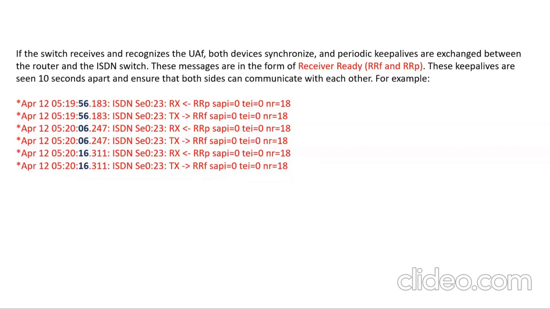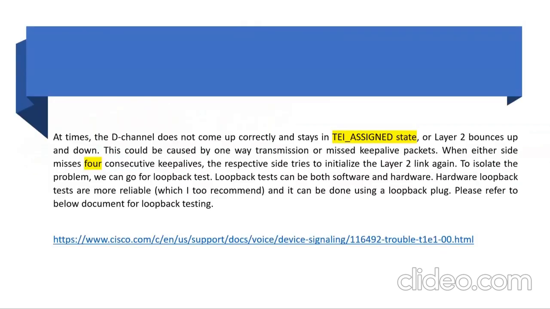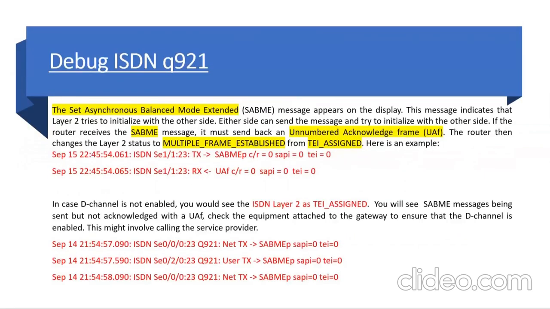Once it has a successful exchange of those messages, the PRI will change its state to multiple frame established. And again, this keep alive will start at the interval of 10 seconds each, RRP and RRF. And 4 consecutive misses changes the state of PRI from multiple frame established to tie assigned. And again, as we learned in the previous slide, it will start the exchange of these messages again. So this is how a PRI changes its states from tie assigned to awaiting establishment to multiple frame established.